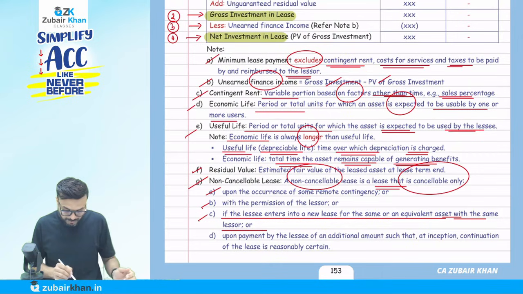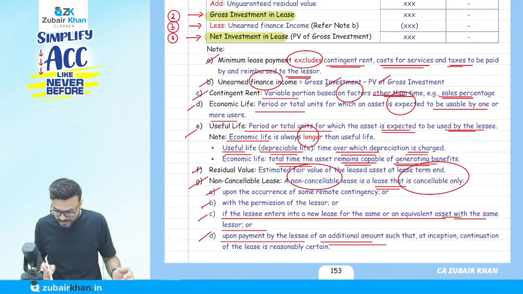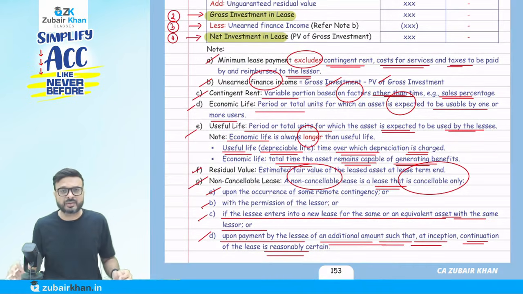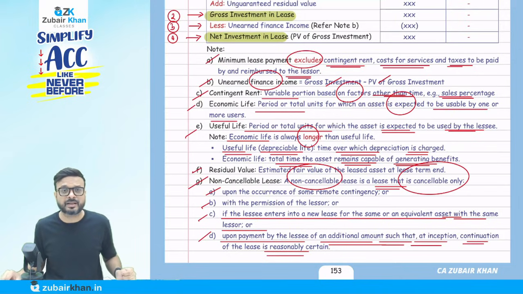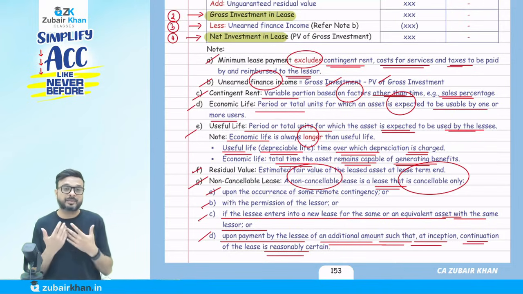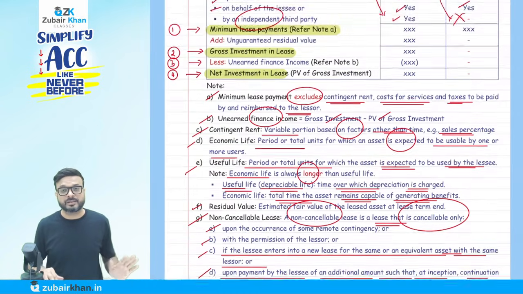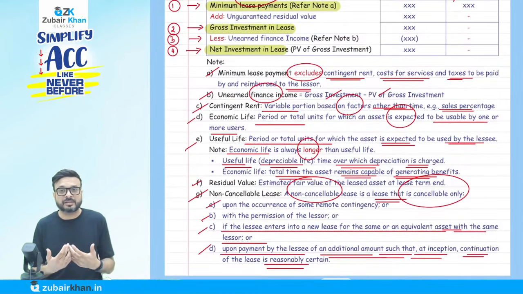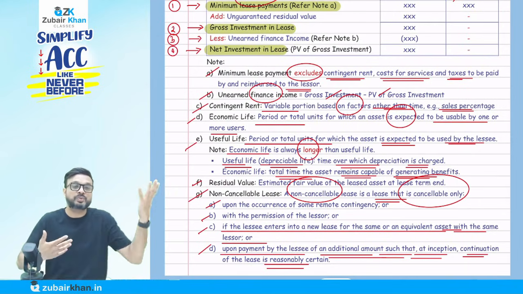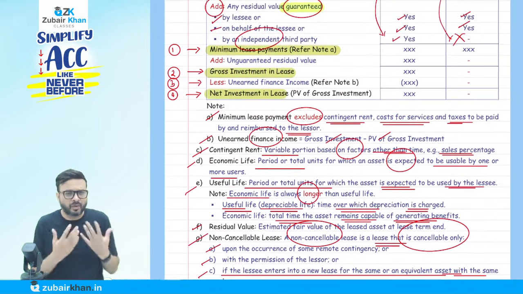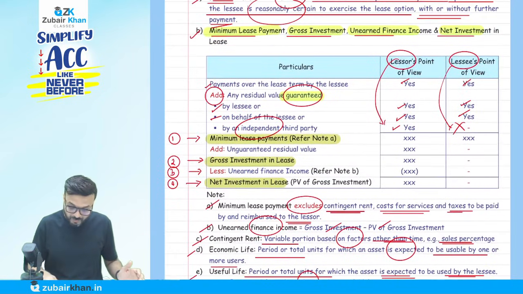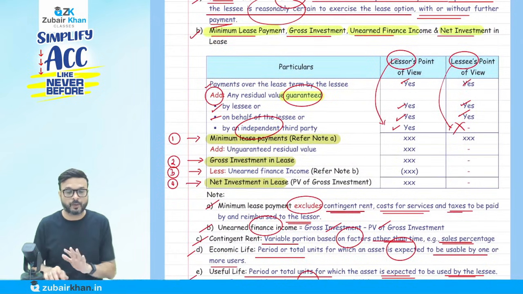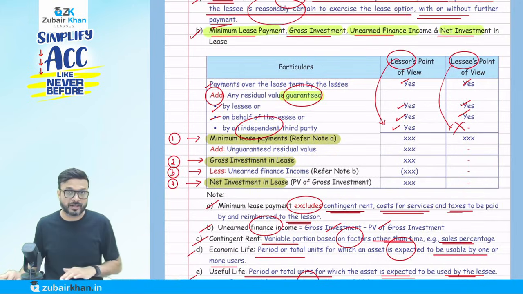And upon payment by the lessee of an additional amount such that, at inception, continuation of the lease is reasonably certain. So upon payment by the lessee of an additional amount, at the inception, continuation of the lease is reasonably certain. Now what is going to happen? I mean to say initially continuation is reasonably certain. He is going to use it for the whole life of the asset, and whatever the terms that we have decided initially. Honestly, what is relevant from the examination point of view are these four terms, which are important and which we are going to use when we talk about the accounting as well.